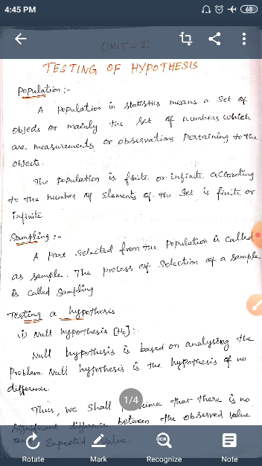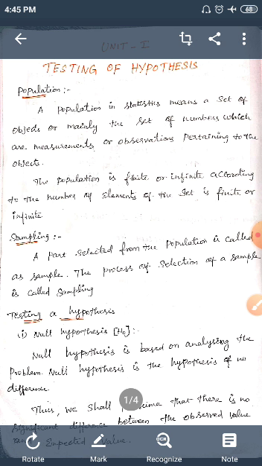First, we're discussing the population. What is a population? In statistics, a population means a set of objects, mainly a set of numbers, measurements or observations pertaining to the objects. The population will be finite or infinite according to whether the number of elements of the set is finite or infinite. For example, in your classroom, take the number of students as a population.